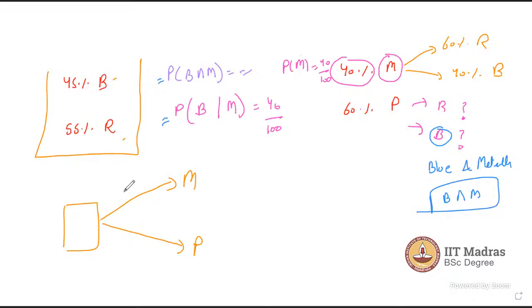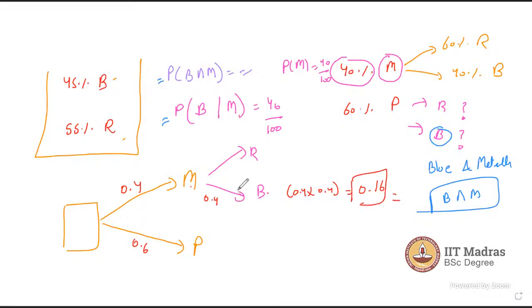So 40% are metallic, right? So probability of being metallic is 0.4, of being plastic is 0.6. After that, you can further split it into red and blue, right? So of being blue within metallic, it's again 0.4. So probability of being metallic and blue, it's 0.4 times... Easy. Okay, we'll simply do it.